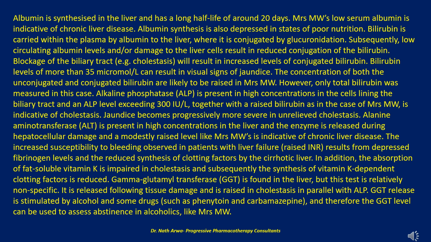factors is reduced. Gamma-glutamyl transferase, abbreviated as GGT, is found in the liver, but this test is relatively nonspecific. It is released following tissue damage and is raised in cholestasis in parallel with ALP. Gamma-glutamyl transferase release is stimulated by alcohol and some drugs, such as phenytoin and carbamazepine, and therefore the gamma-glutamyl transferase level can be used to assess abstinence in alcoholics, like Mrs. M.W.